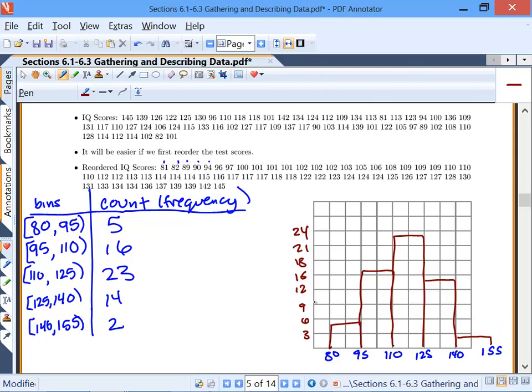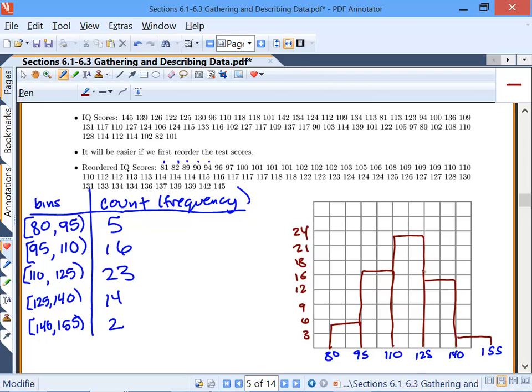Notice the shape of this. Can you imagine if I took enough classes and I had enough data, that this would eventually, think of calculus, get smoothed out into a smooth curve, and it would become a probability density function. That's why the comment above says you can think of a probability density function as just a smoothed out histogram.